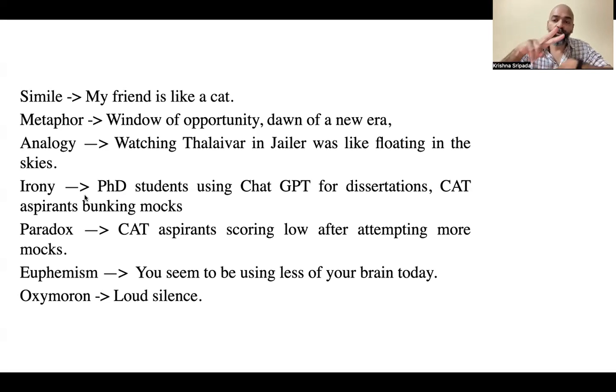In paradox, two things are happening. They cannot happen together, but it looks like they're happening together. That is called a paradox. Okay, for example, a CAT aspirant scoring low after attempting more mocks. Why is it a paradox? Because when someone's giving quite a few mocks, you expect that person to actually get better. But it does happen. Okay, don't get confounded.